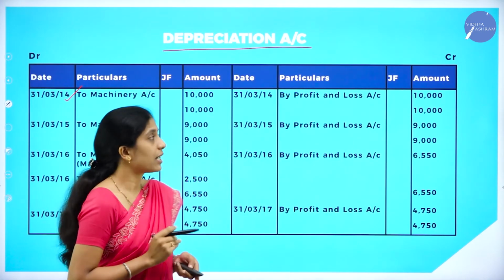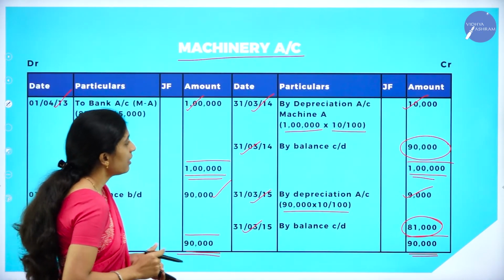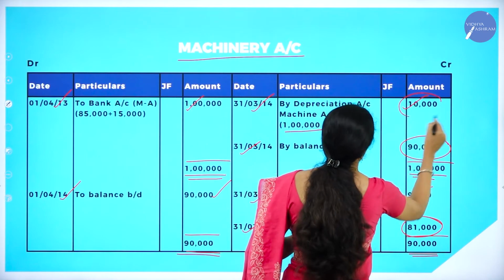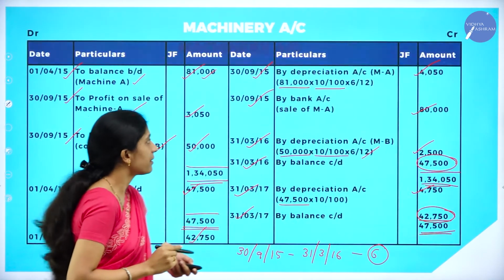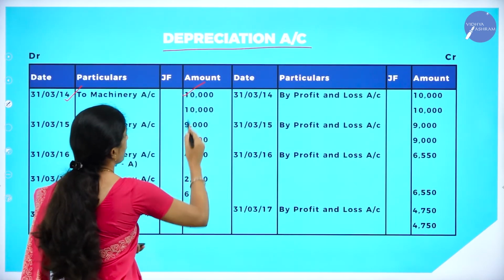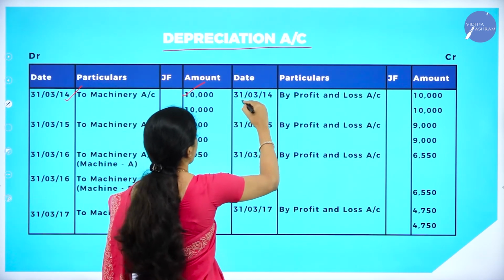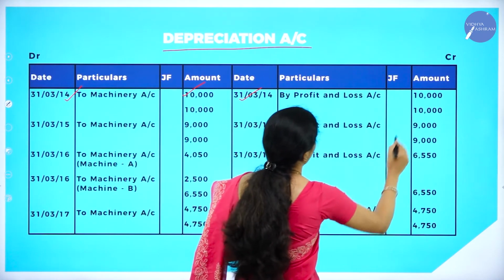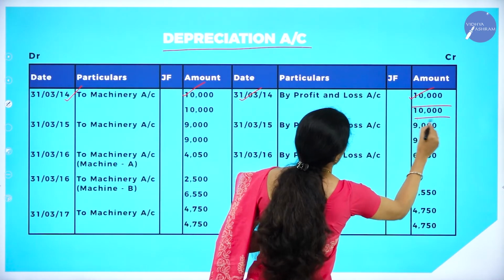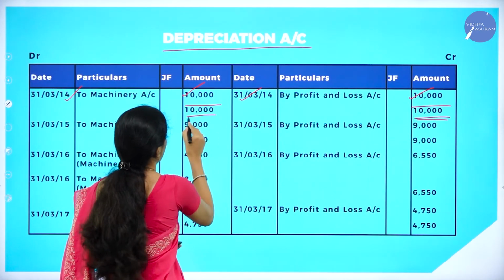Now, what is first year depreciation? First year depreciation is 10,000. So, record that 10,000. Now, transfer this depreciation to profit and loss account. That is 31st-3-2014 by profit and loss account 10,000. So, both the sides it is 10,000.